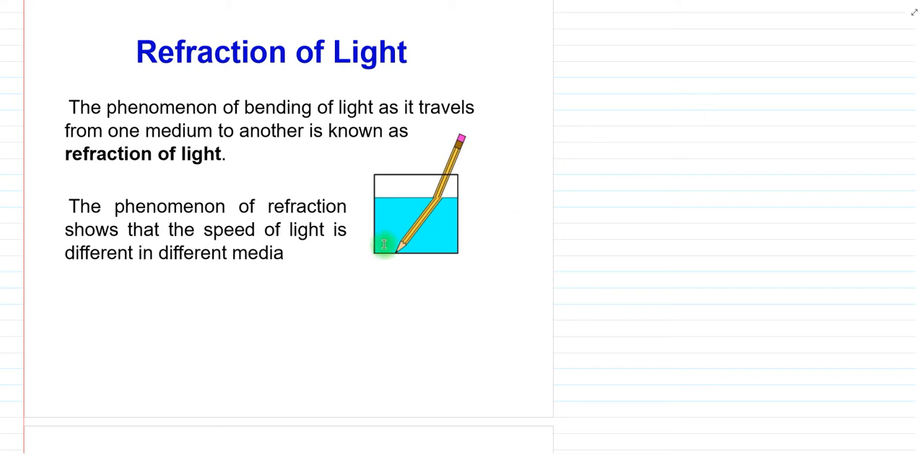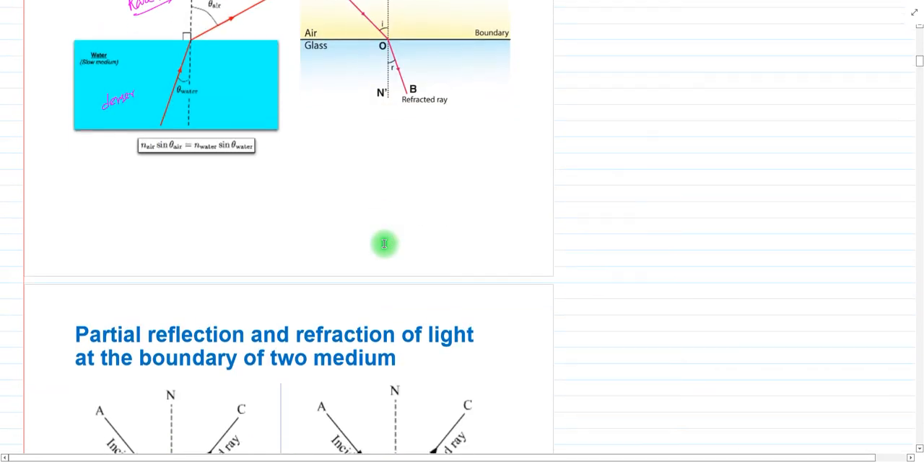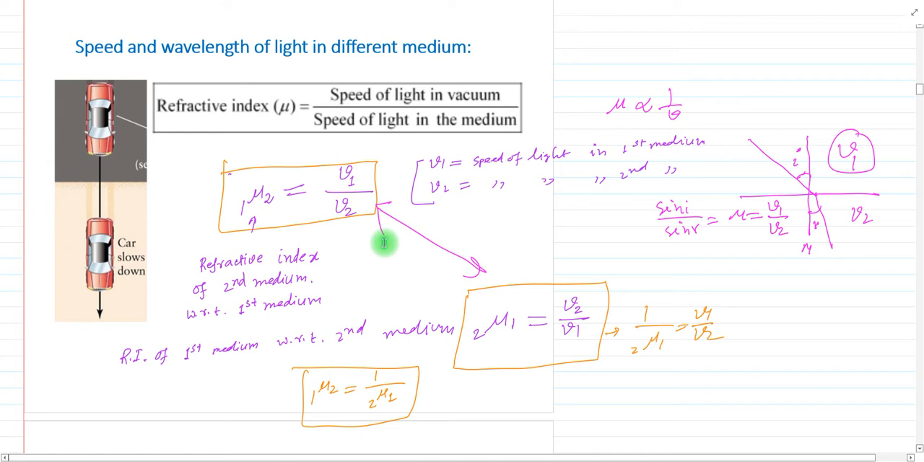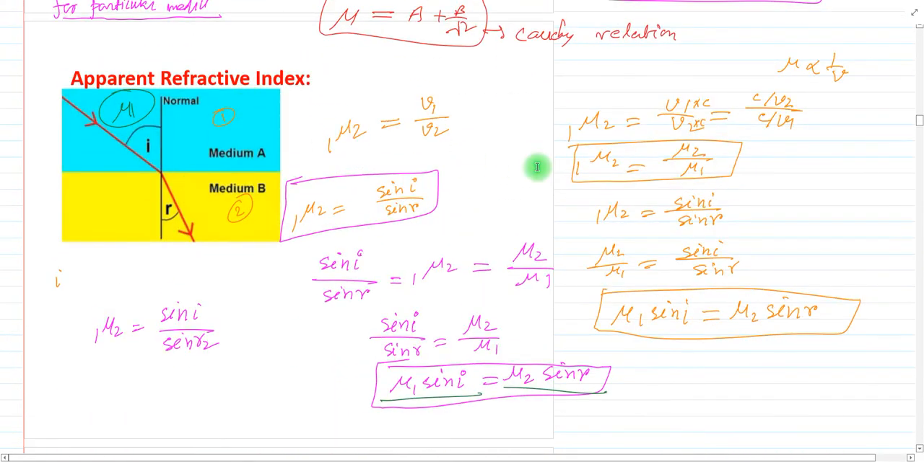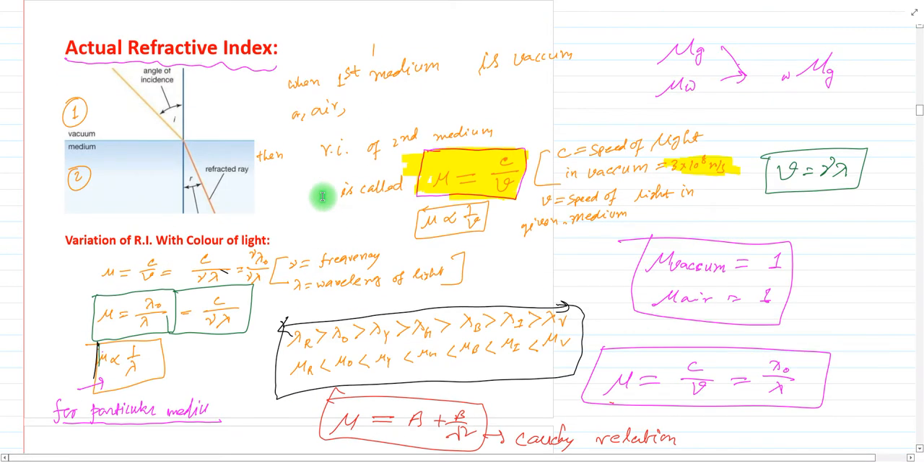Welcome students. In the previous class we discussed diffraction of light, what Snell's law and the law of refraction are, and the relation between refractive index and speed of light, and what actual refractive index and apparent refractive index are. Actual refractive index is roughly proportional to the inverse of the wavelength of light. So refractive index depends on the pair of media and the wavelength of light.